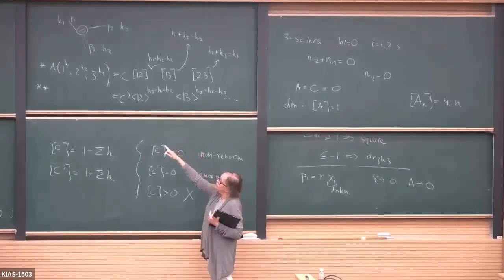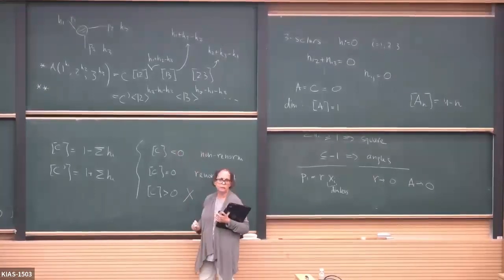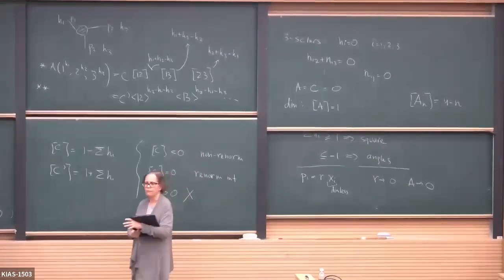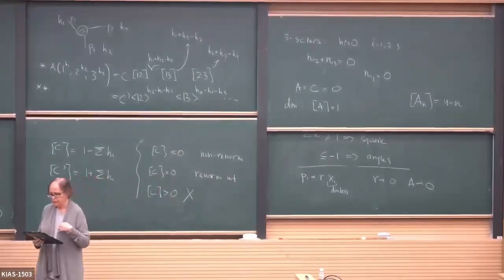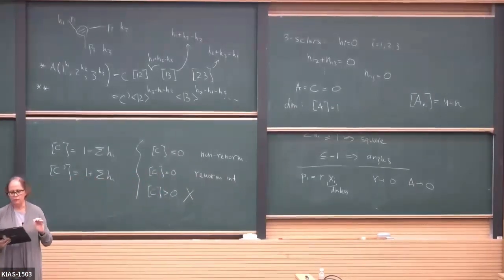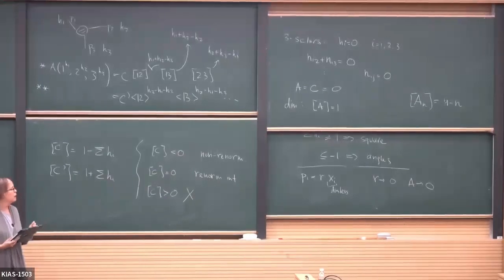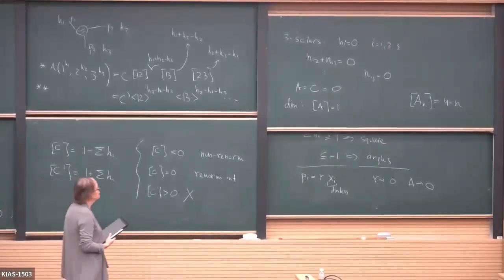So by requiring that the amplitude goes to 0 as r goes to 0, this will tell us whether it's the formula that I marked with a star there or 2 stars. Okay, so that's the end of the story. We have now determined all the 3-point massless amplitudes. Okay, that's the end of that story.